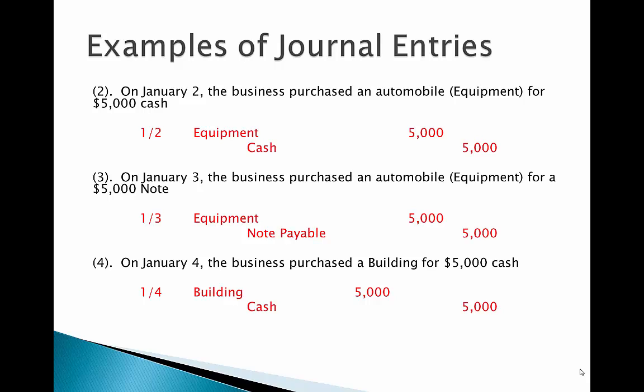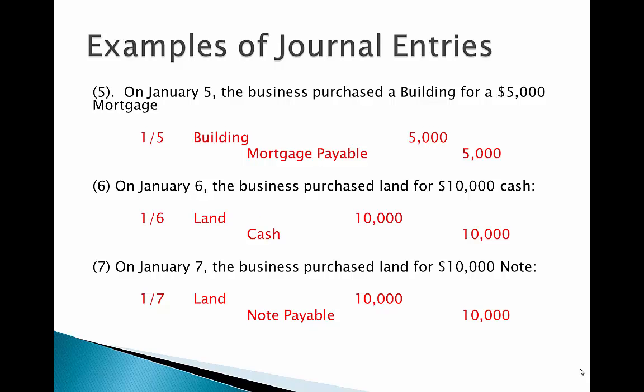On January 4th, the business purchased a building for cash. Debit building and credit cash. On January 5th, the business purchased a building for a mortgage. Debit building, credit mortgage payable. On January 6th, the business purchased land for cash. Debit land and credit cash. On January 7th, the business purchased land for a note. Debit land and credit note payable.